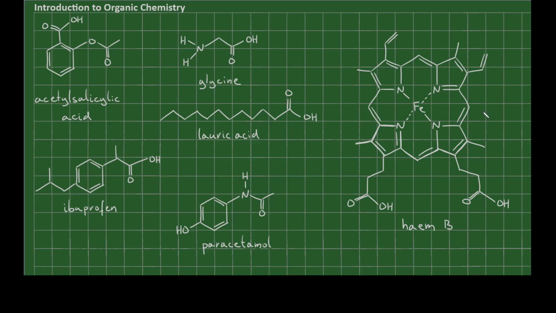This complicated-looking molecule is found within the hemoglobin protein, that in turn is found within our blood cells and is responsible for carrying oxygen around our body. Before we dive deeper into deciphering these structures, let me deal with some of these new words that we need to be comfortable with. So firstly, what is organic chemistry?